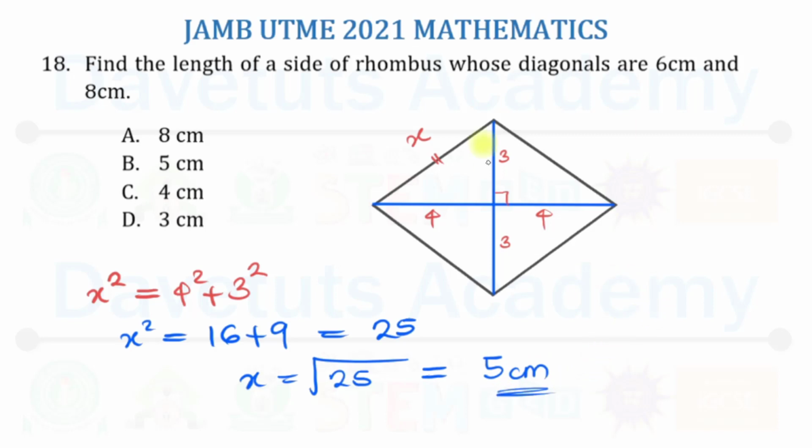In short, if you are familiar with your Pythagoras theorems, you know that once you have 4, 3, and you're looking for the hypotenuse, then your hypotenuse is nothing but 5. So 5, option B, is the correct answer here.